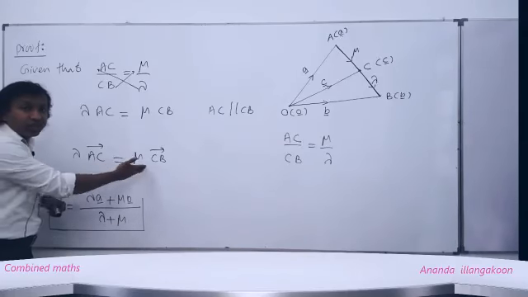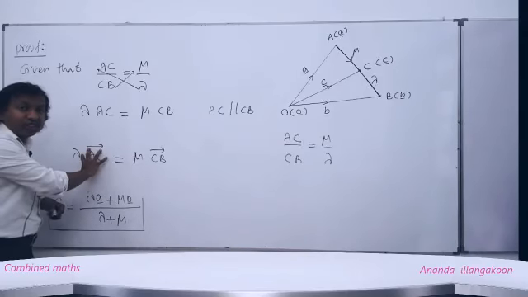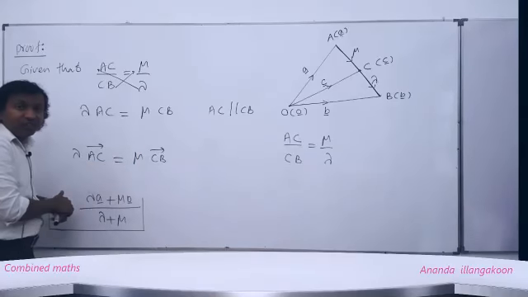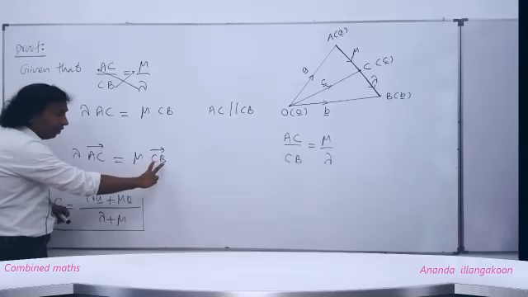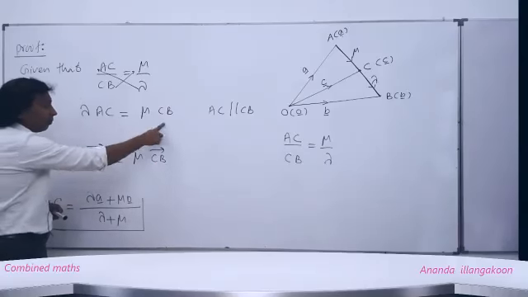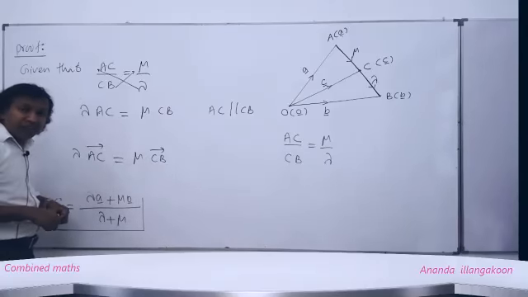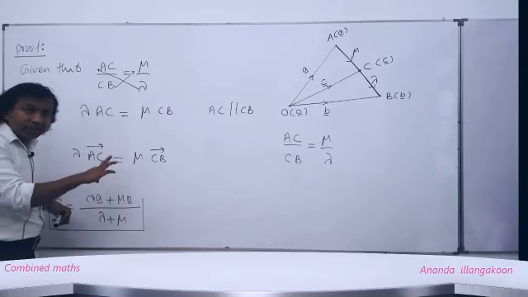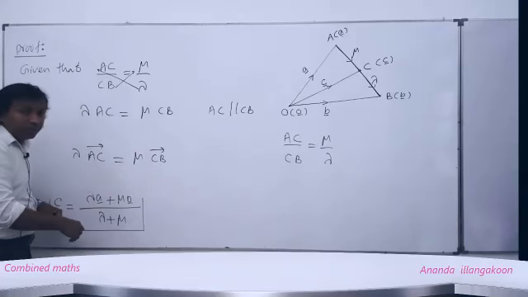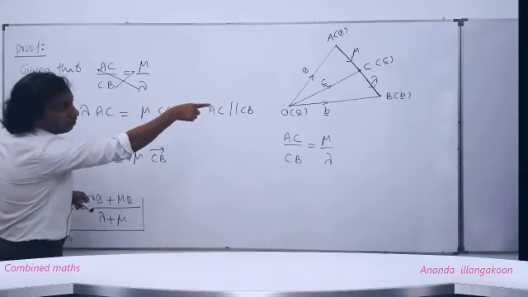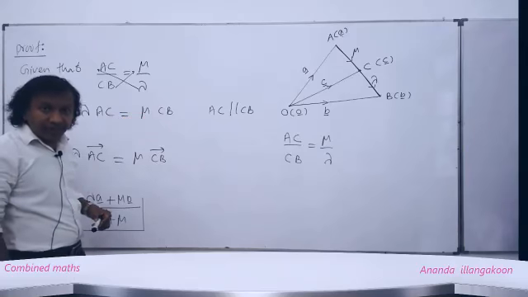Since these two vectors are equal, left hand side length and right hand side length are equal. What is the left hand side length? AC times lambda. Right hand side length, CB times mu. When two vectors are equal, the two line segments on the left and right must be parallel. AC should be parallel to CB. Well, obvious by the diagram. AC and CB are the same line, right?